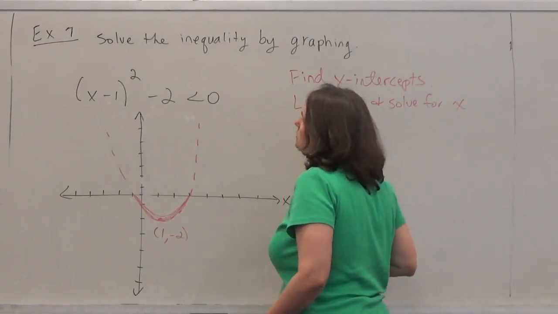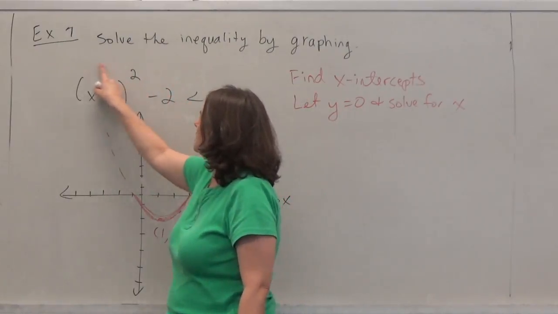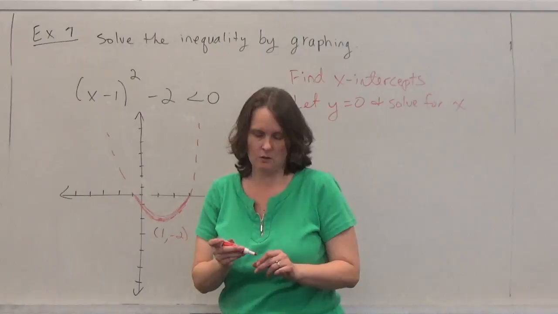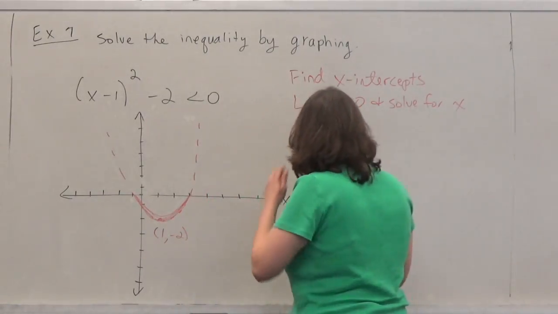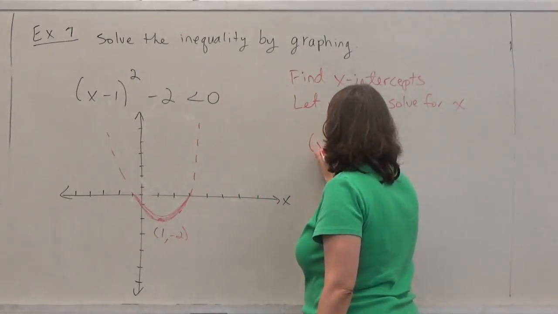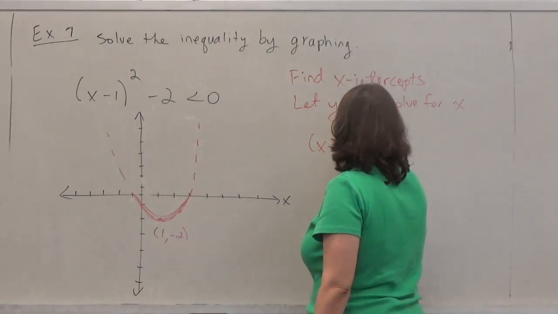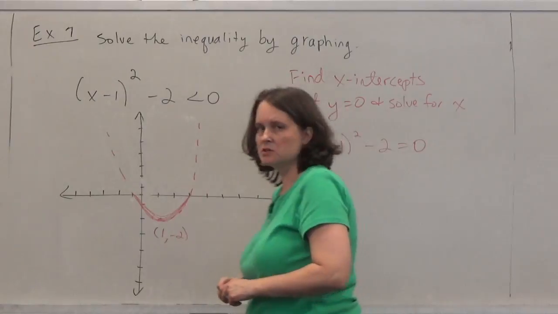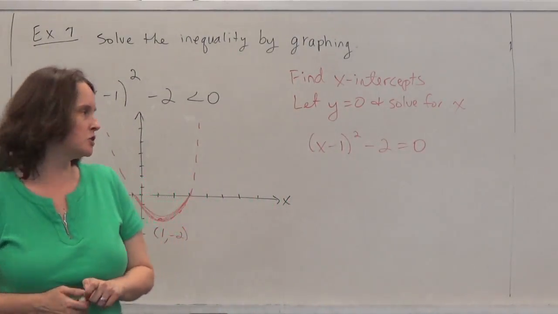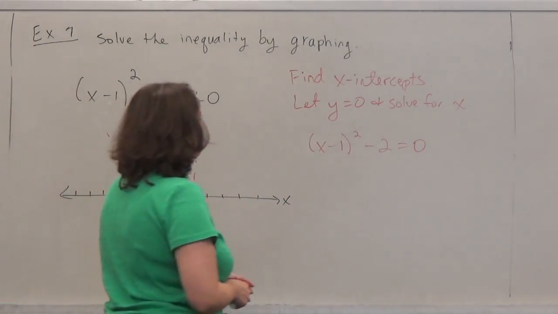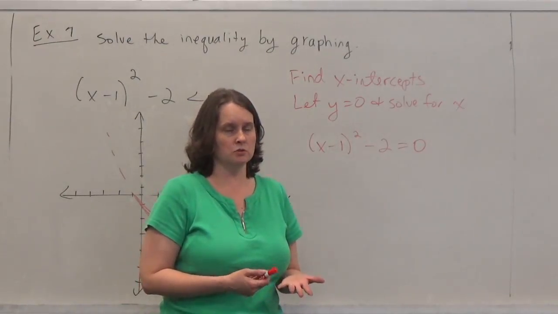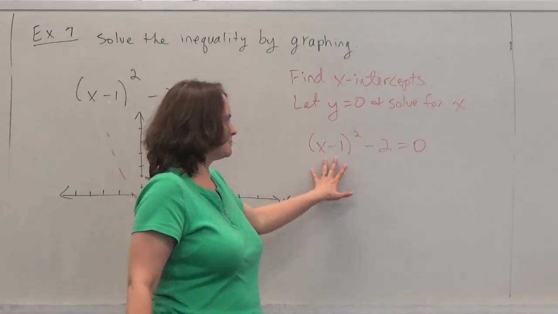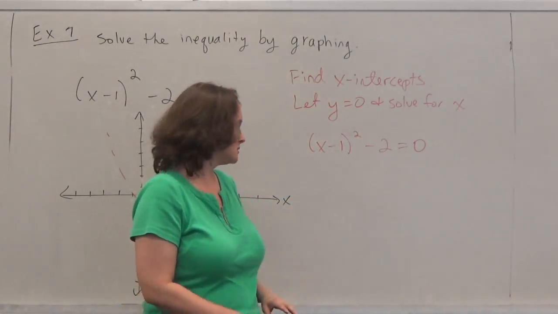If y equals 0, that means you take all this and set it equal to 0 and solve for x. We've talked about that. So we're going to say (x minus 1) squared minus 2 equals 0. And you can solve this. That's just a quadratic equation now. You could do the square root property, the quadratic formula, you could factor it, or complete the square. This one is set up nicely to do one of those methods.